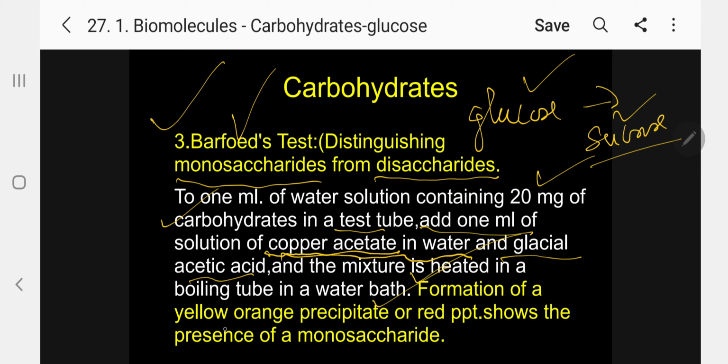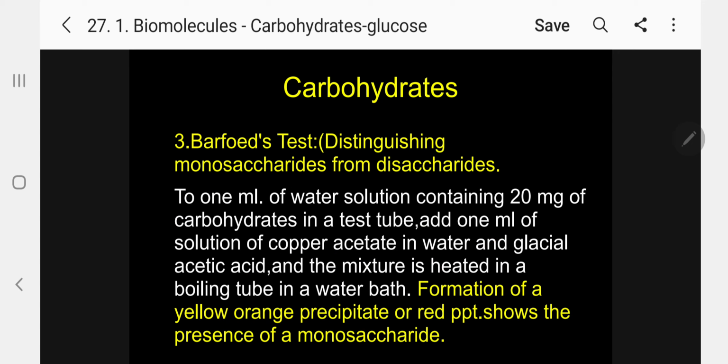Formation of yellow, orange or red precipitate shows the presence of monosaccharide. The disaccharide will not answer this test. So formation of yellow, orange or red precipitate shows the presence of monosaccharide. So this is Barfoed's test.